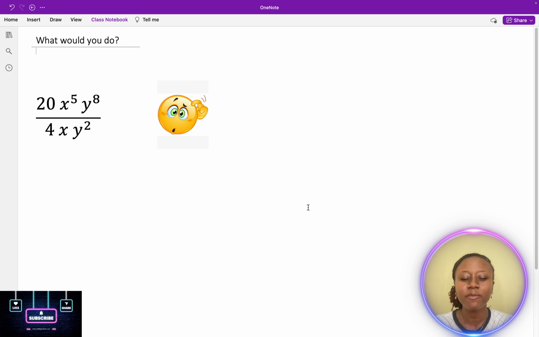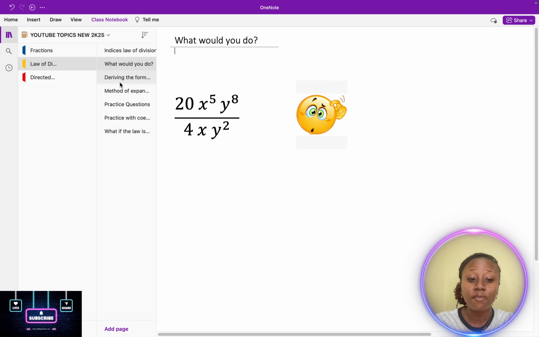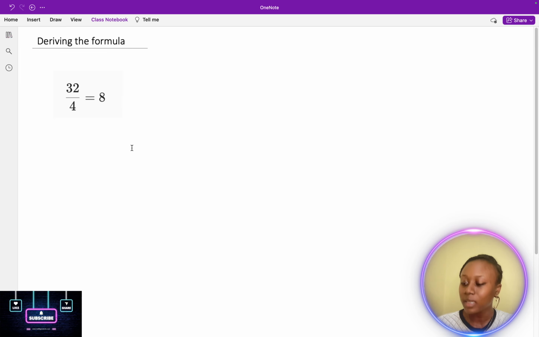Alright, so before we even get into this question, we're going to derive the law together so you can see clearly how they got to that point. So step 1, we're going to write each of these values in index form. Currently they are in numeric form. We want to write them in index form and also expanded form. So we have 32 divided by 4, which is 8, and that is correct.